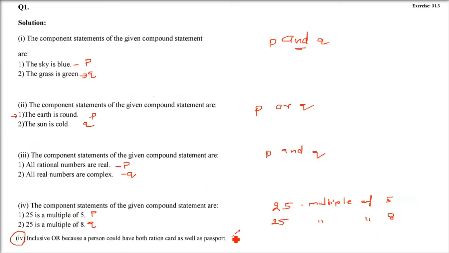The fourth one is here. So this fourth one is, to apply for a driving license, you should have a ration card or a passport.